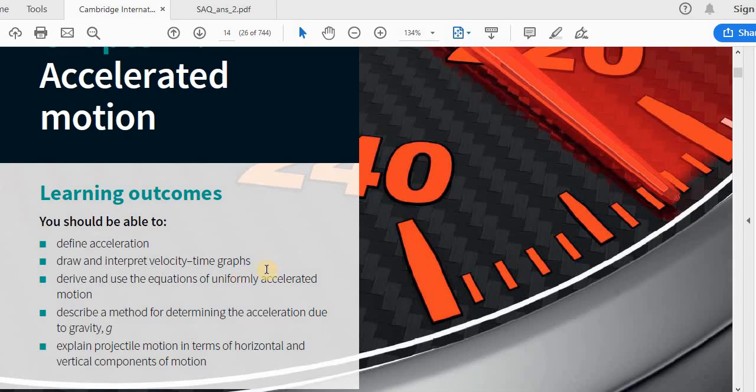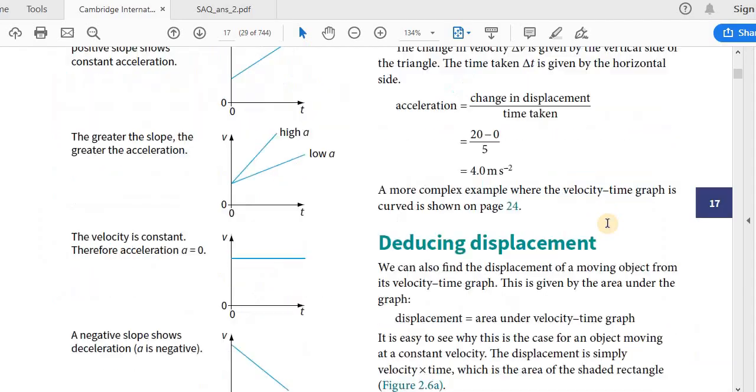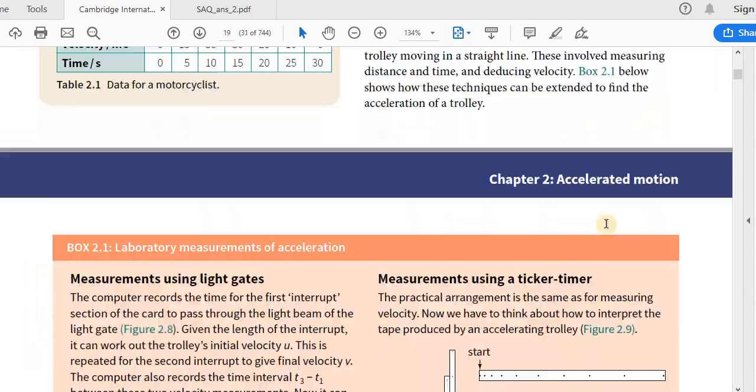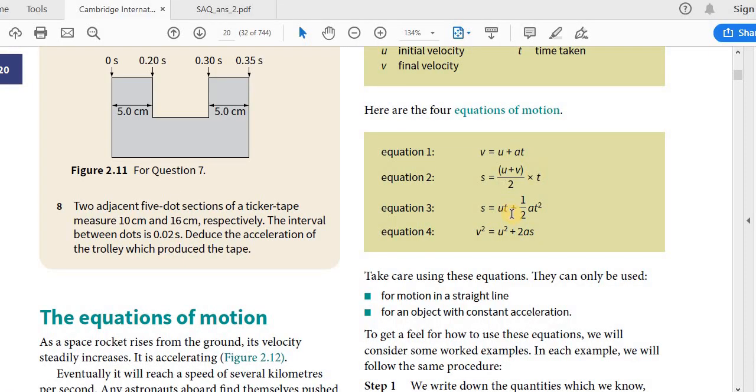Those students who are doing M1 will learn 5 equations. I will briefly show them to you so that you have a good idea of what you need to know. It's given over here. So these 4 equations are extremely important. V, U, A, T and S are the 5 quantities that you have in these equations. V is final velocity, U is initial velocity, A is the acceleration, T is the time and S is the displacement.